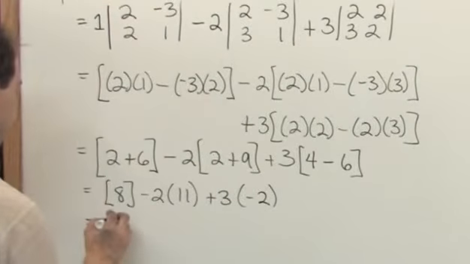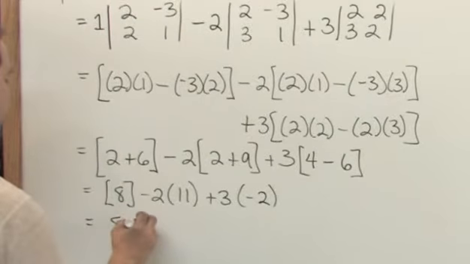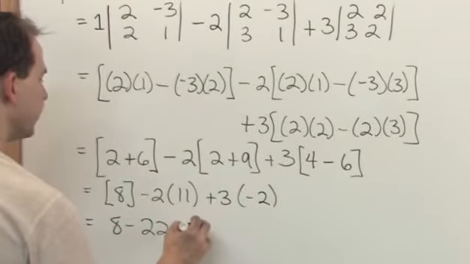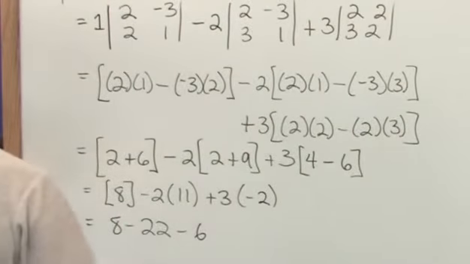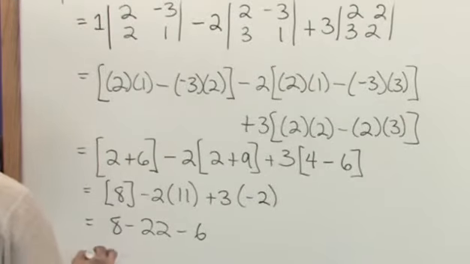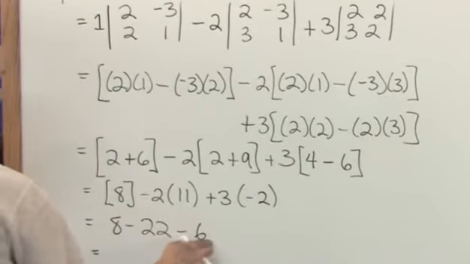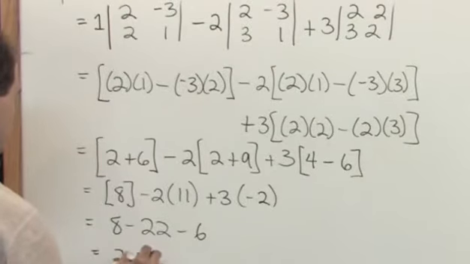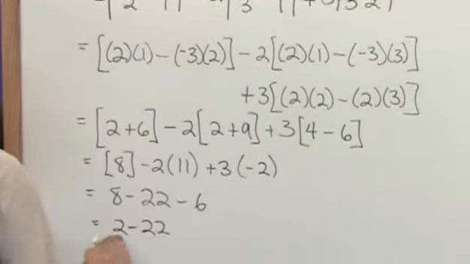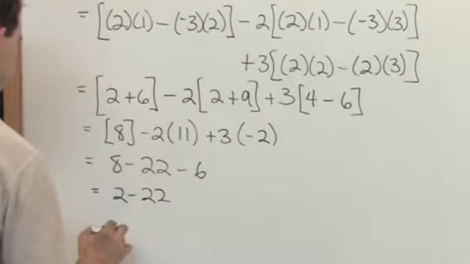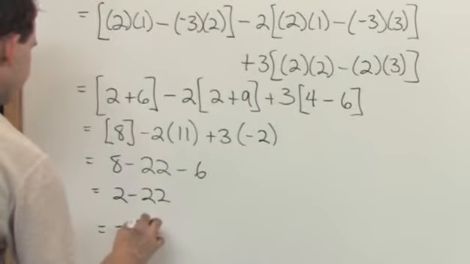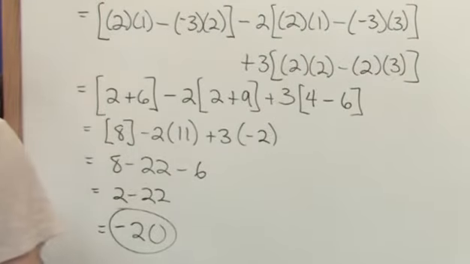And finally, just finishing it up, you'll have 8 minus 2 times 11 is 22, minus 2 times 3 is 6. 8 minus 22 minus 6. So what you're going to have here, just to do it in your head, 8 minus 6 is just going to give you 2 minus 22, just combining these guys. 2 minus 22 is just going to give you negative 20. So that determinant is negative 20.